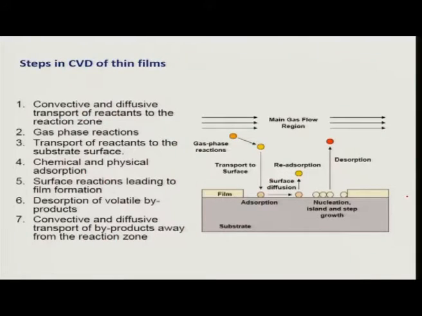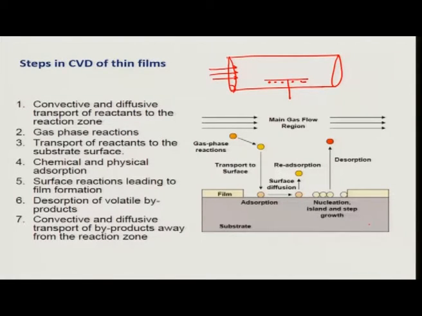Let us go to CVD. We have a reactor, let us assume a tubular reactor, in which we have kept a substrate which can be heated through some filaments, and my gases are coming in. What are the different steps involved in the deposition of thin films?